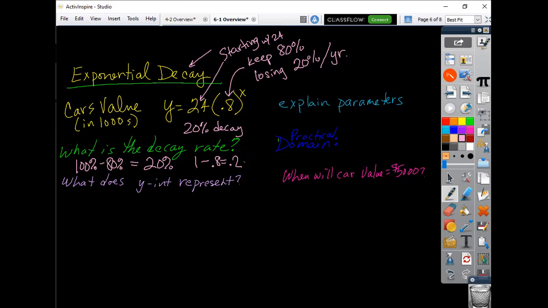Okay, so what does your y-intercept represent? So like in this problem, this 24,000 is right there. And then what does that represent? Because remember, it's decay. So every year it's going to lose value and do something like that. So the 24, which again, remember in this one was 24,000, that's your starting value of your car.